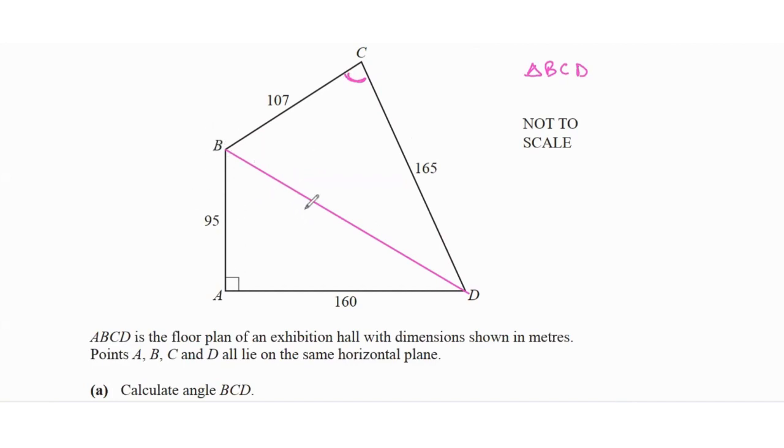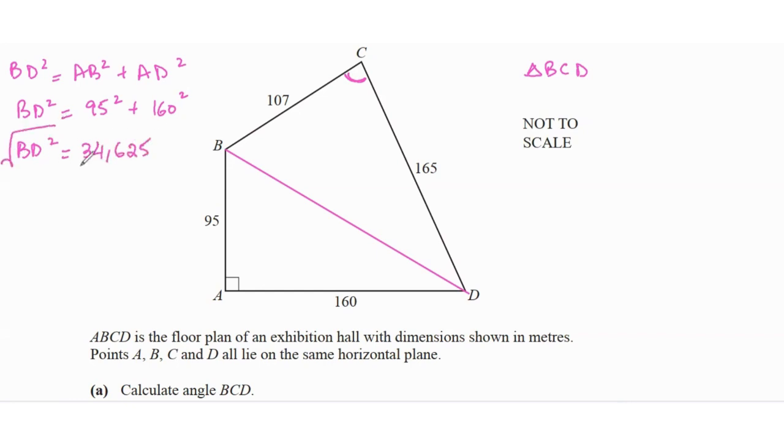We don't have an angle. But triangle ABD is a right-angled triangle, which means we can use Pythagoras to find the length of BD. So BD squared is going to be AB squared plus AD squared, which is going to be 95 squared plus 160 squared, 34,625. We square root both sides, and that's going to give us 186.08 meters.